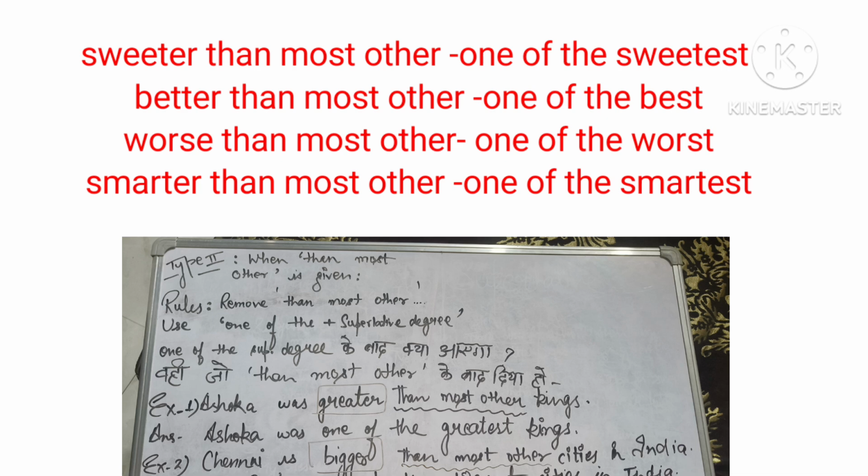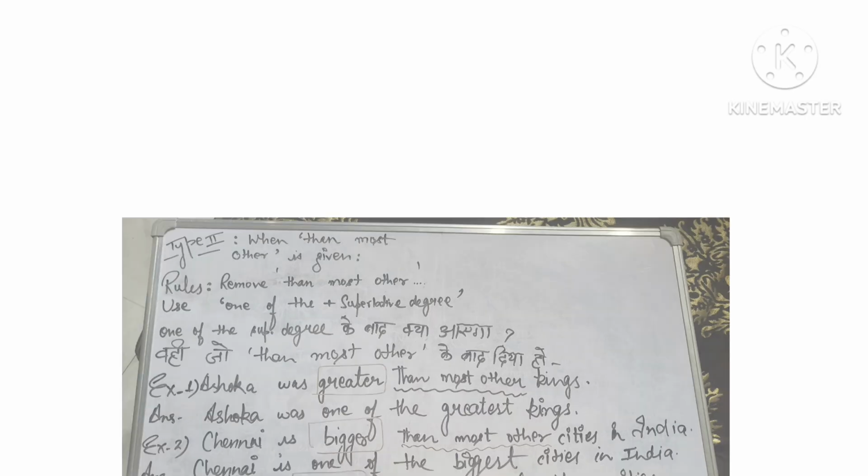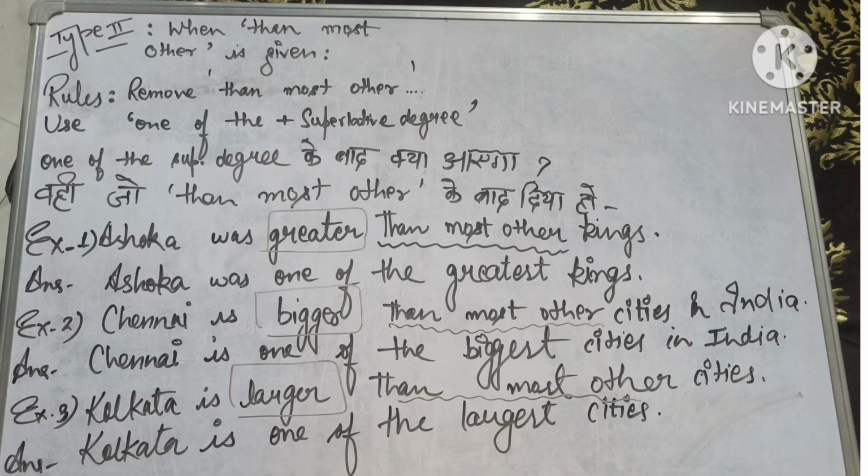If it were "worse than most other", we will take "one of the worst". And if it were "smarter than most other", we would take "one of the smartest". So I hope you have learned what we do. We remove "than most other", and then we use this structure "one of the" and take the superlative degree of the comparative degree, whatever is given to us. Now the sentences will be very easy to transform.